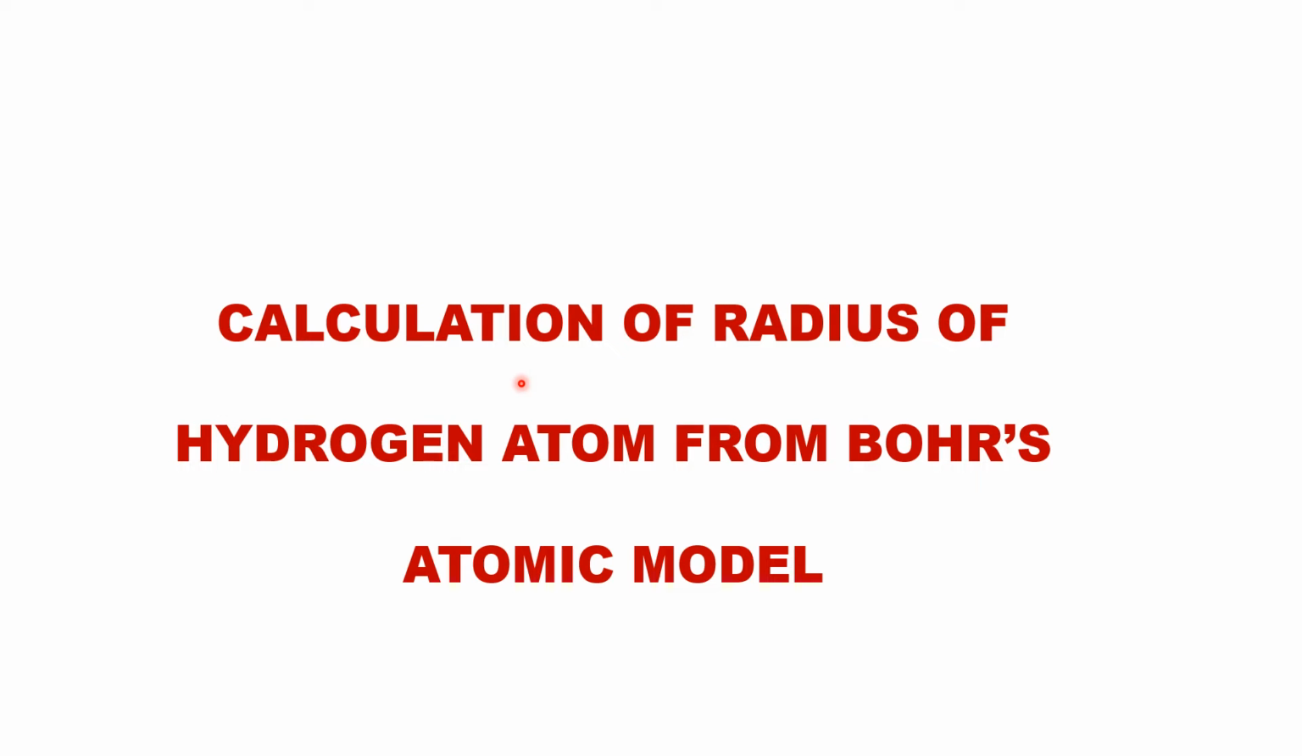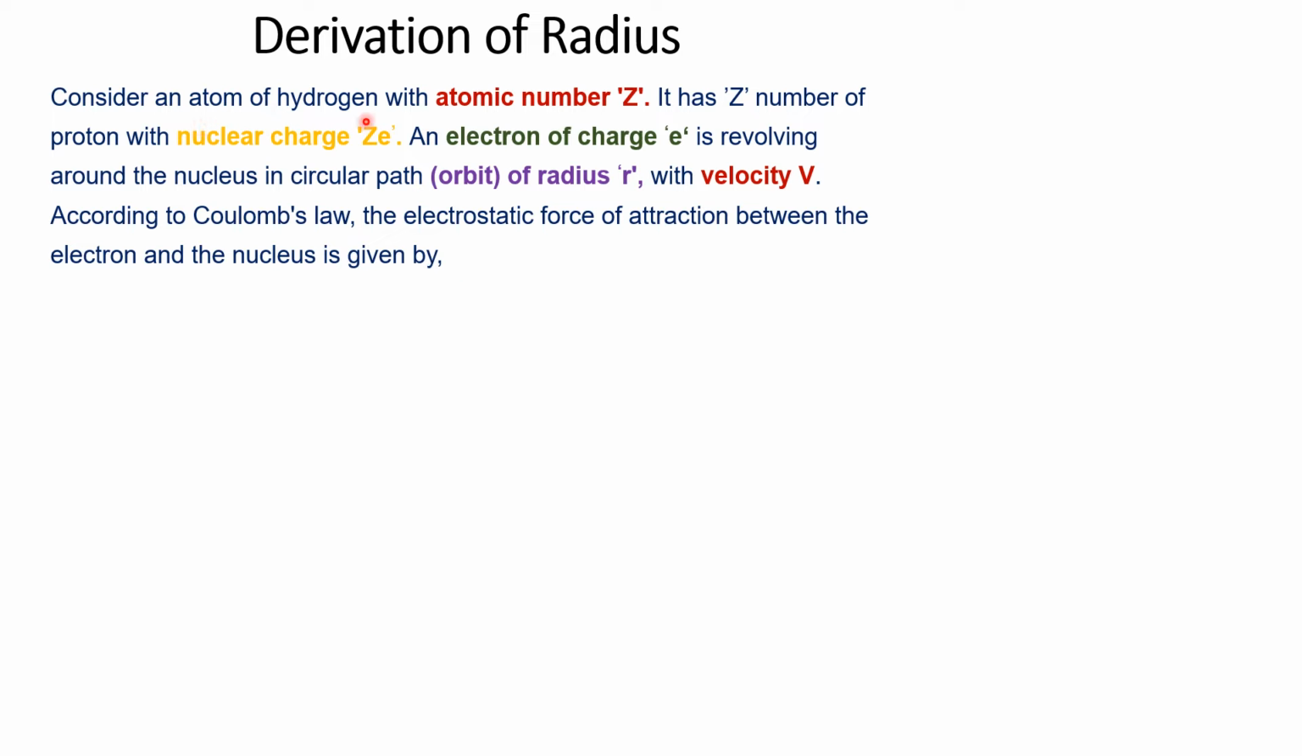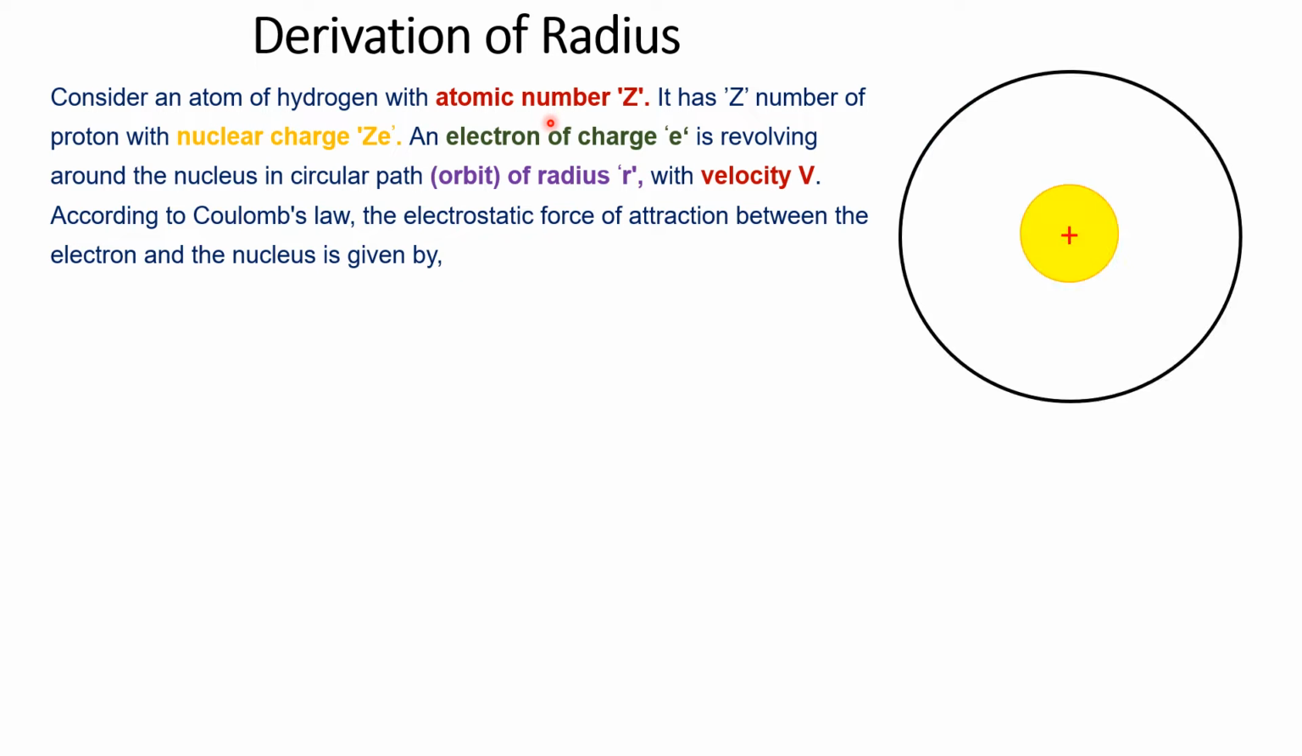In this lecture, we will calculate the radius of hydrogen atom using Bohr atomic model. We will consider a hydrogen atom that has atomic number Z. It has Z number of protons with nuclear charge Ze. An electron of charge e is revolving around the nucleus in a circular path that is known as orbit, and it has velocity v. Now the radius of this shell or this orbit is equal to r.